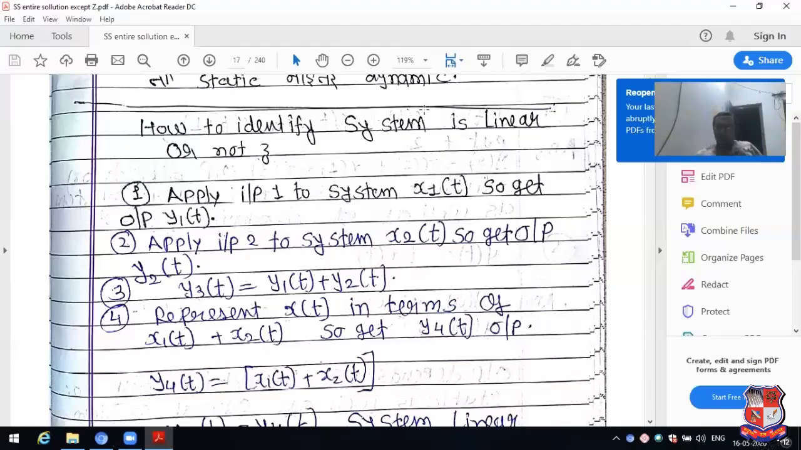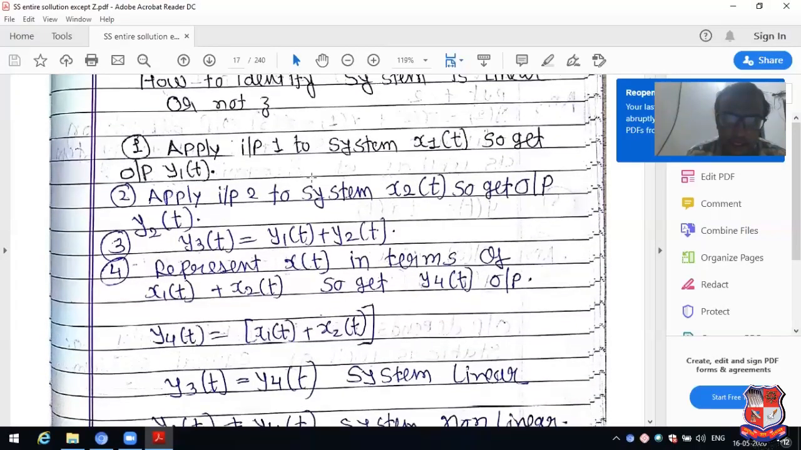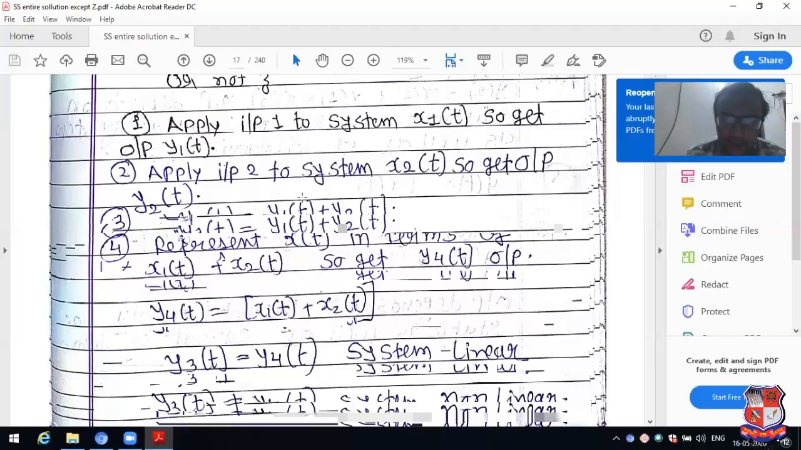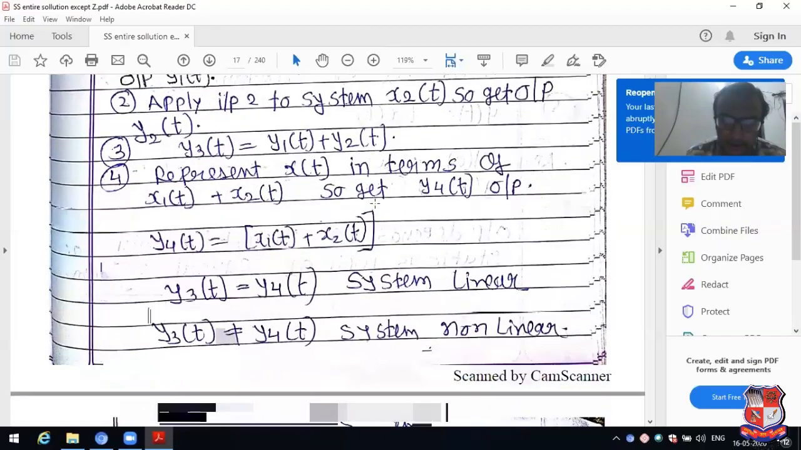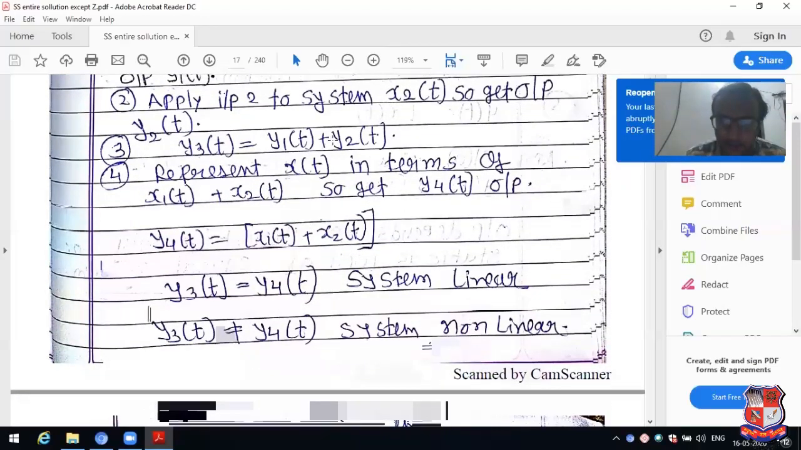Linear system, non-linear system example. Apply input 1 to the system x1 of t, so we get y1 of t as output. Apply input x2 of t, so we get y2 of t output. y3 of t equal to y1 of t plus y2 of t, and represent x of t. See this here.